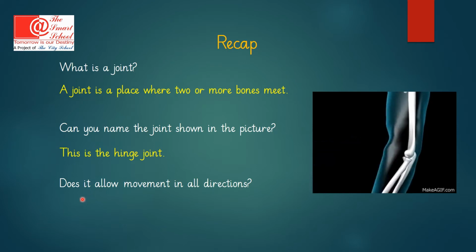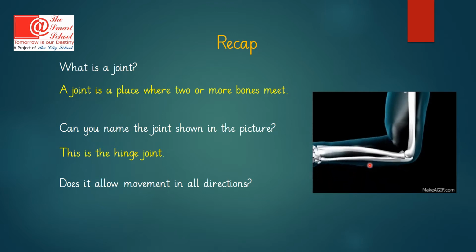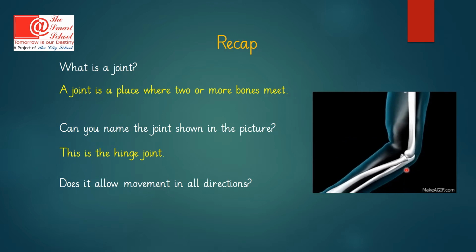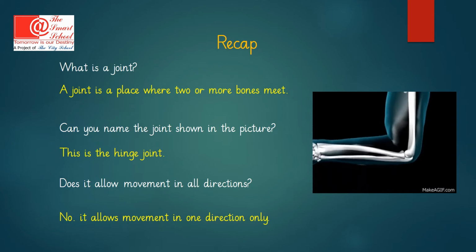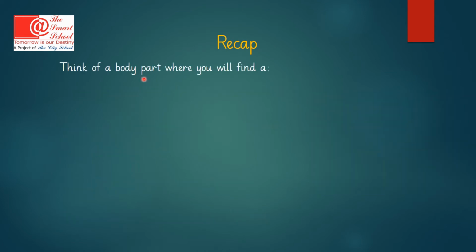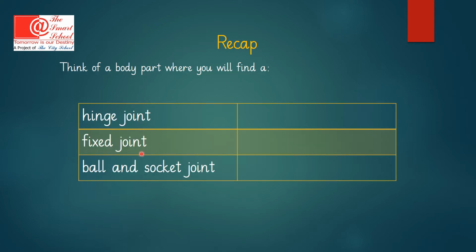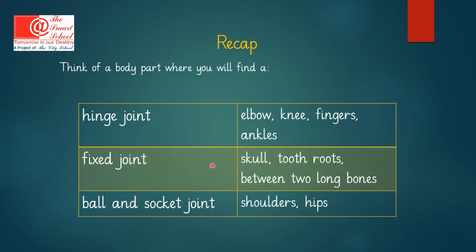What type of movement do you see in this joint? Is it in all directions or is it only in one direction? The hinge joint allows movement in one direction only. Think of a body part where you will find a hinge joint, fixed joint, and ball and socket joint. Hinge joints are present in elbows, knees, fingers, and ankles. Fixed joints are present in your skull, your tooth roots, and between 2 long bones. Ball and socket joints are present in your shoulders and your hips.